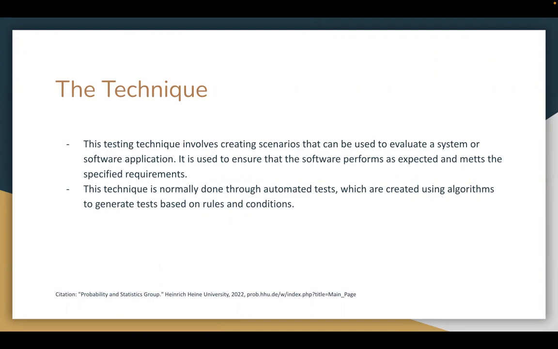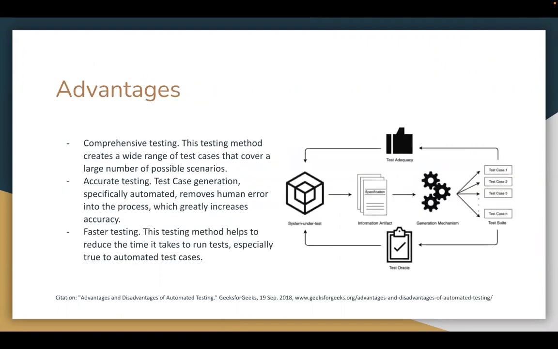There are several advantages to using this form of testing. Because this testing is done through an automated system, it can test a wide range of test cases and scenarios, giving an extensive test. This helps this testing method to be very accurate. Unlike other testing methods, this method takes out the human factor, meaning human errors are not as much of an issue. This all comes together to create a fast testing method.